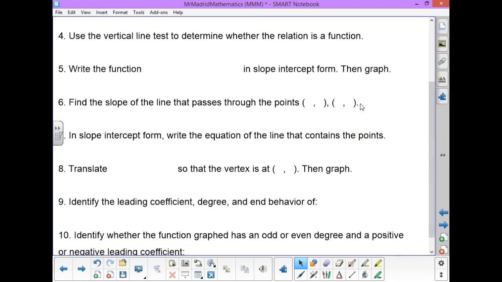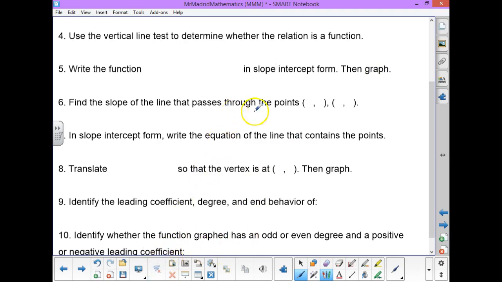Number 5, write the function in slope-intercept form. What you want to keep in mind is this is y equals mx plus b. Very important. We can give you something like we looked at in class, like 7x minus 3y equals 10. You would do what you've got to do, get it in that form, and don't forget to graph it and match it.